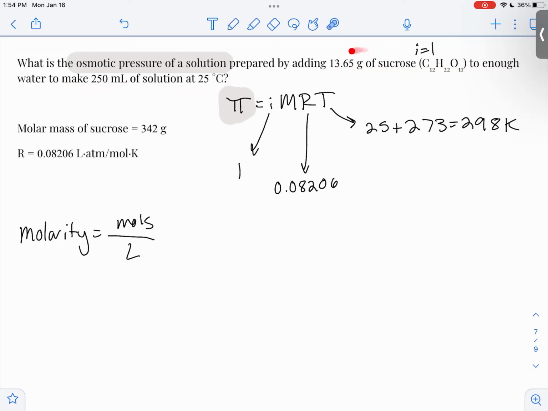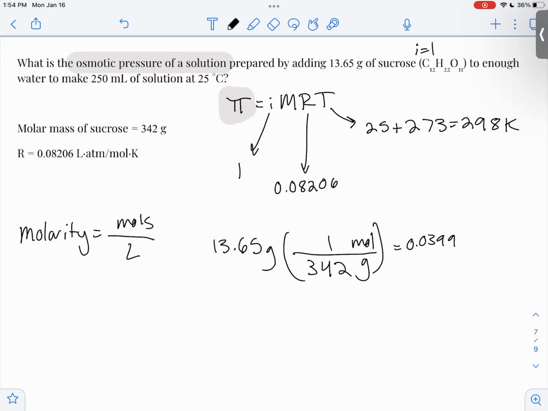So it's giving us grams, but we need moles. So what do we do with that? We're going to use molar mass. So we have our grams of sucrose, and we have to figure out the moles. To do this, we use our molar mass. So it's telling us in 1 mole of sucrose, we're going to have 342 grams. So let me get my calculator out. When we divide all of that, we're going to get 0.0399 moles of sucrose.